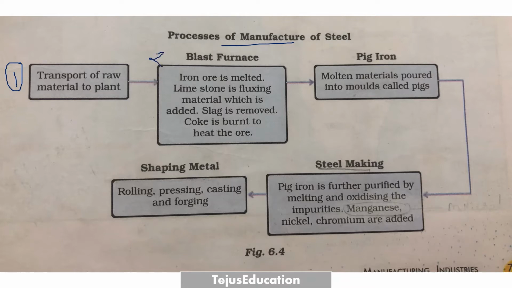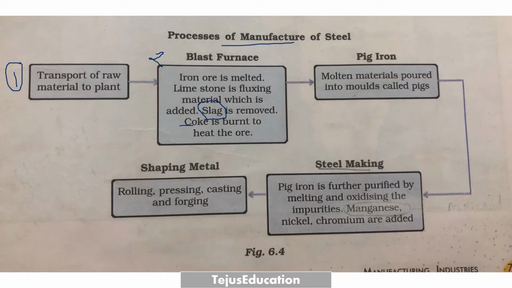Number 2, blast furnace. The iron ore is melted here. Limestone is the fluxing material which is added. Fluxing material, the material which helps to remove impurities. What is the impurity here? Slag. What is slag? Stony waste material.